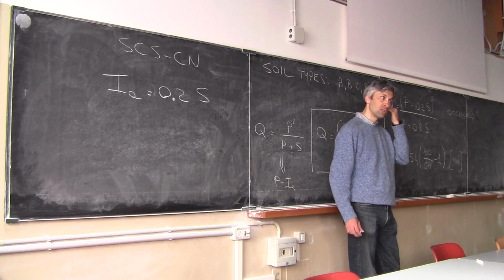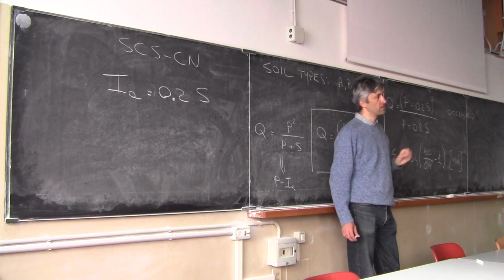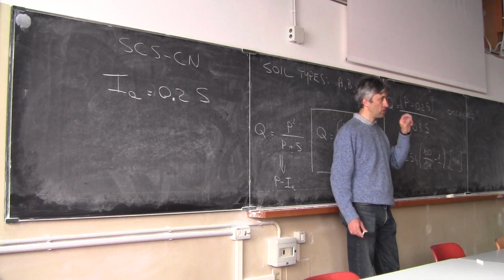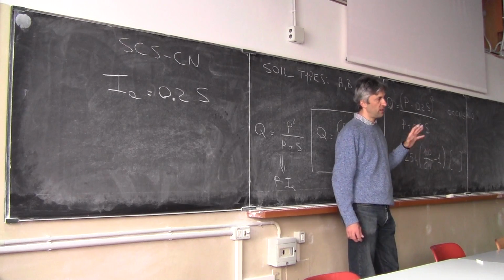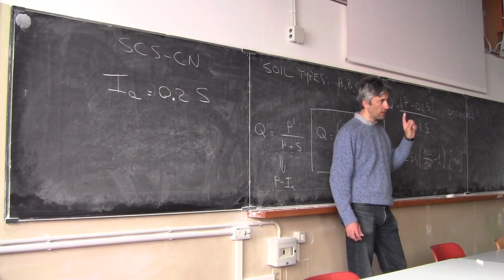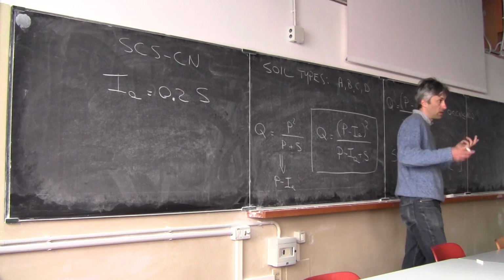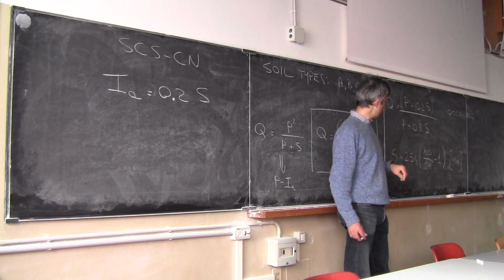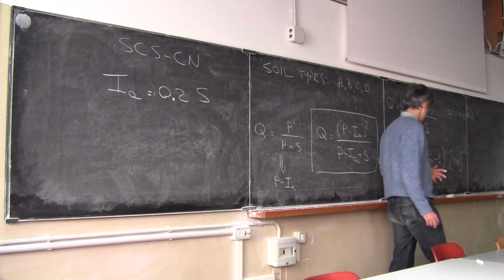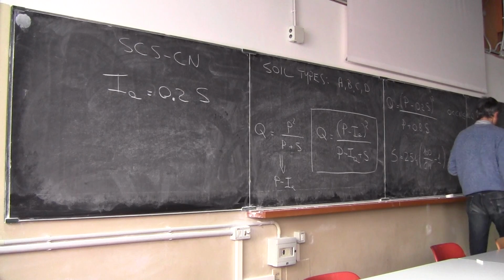So if you have a catchment of 100 square kilometers of extension and you have 10 square kilometers covered by cultivated areas, you estimate the CN, and when computing the average, you use a weight of 10 over 100, 1 over 10. Okay? This is the approach that is usually applied.